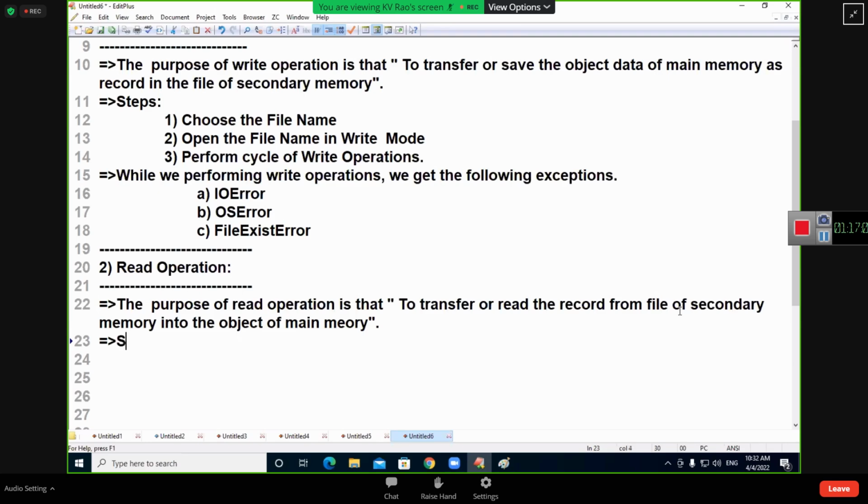I am going to write it. See students, steps I am going to give you. What is the first step? Choose the file name. Second, open the file name. Open the file name in which mode? Read mode. There are 7 modes. Some of the modes I will use. Well, next what will you do?